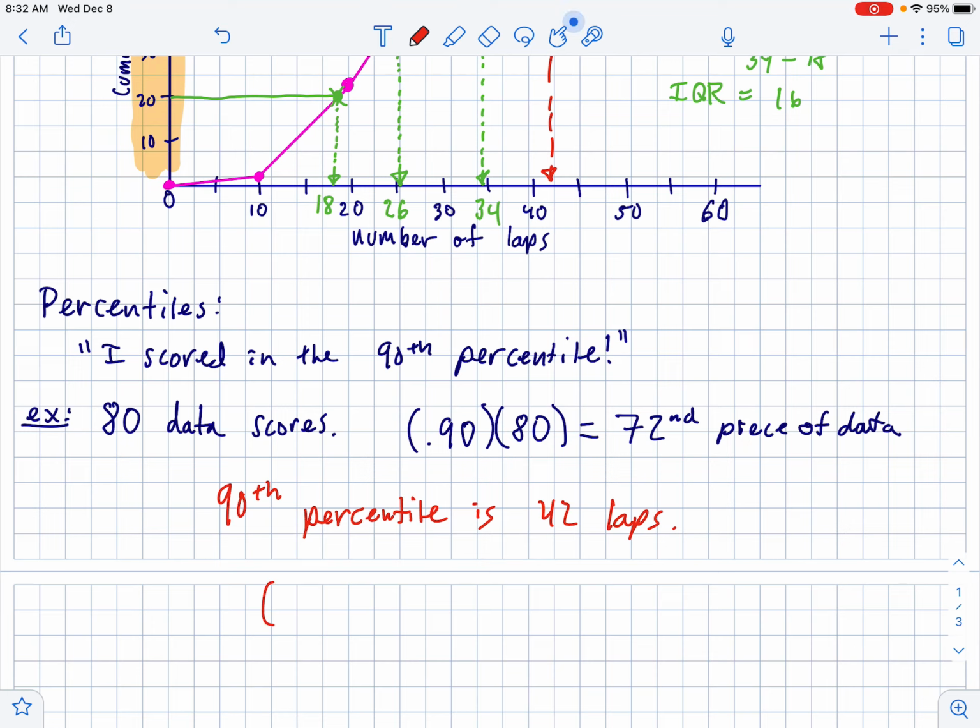So you basically just multiply your percentile as a decimal times the total frequency, and that gives you its location. And when I say location, I mean it's like, oh, it's the 43rd piece of data or something like that. It's not the actual number. And then you can locate it either from your table or from your cumulative frequency curve or anything like that.